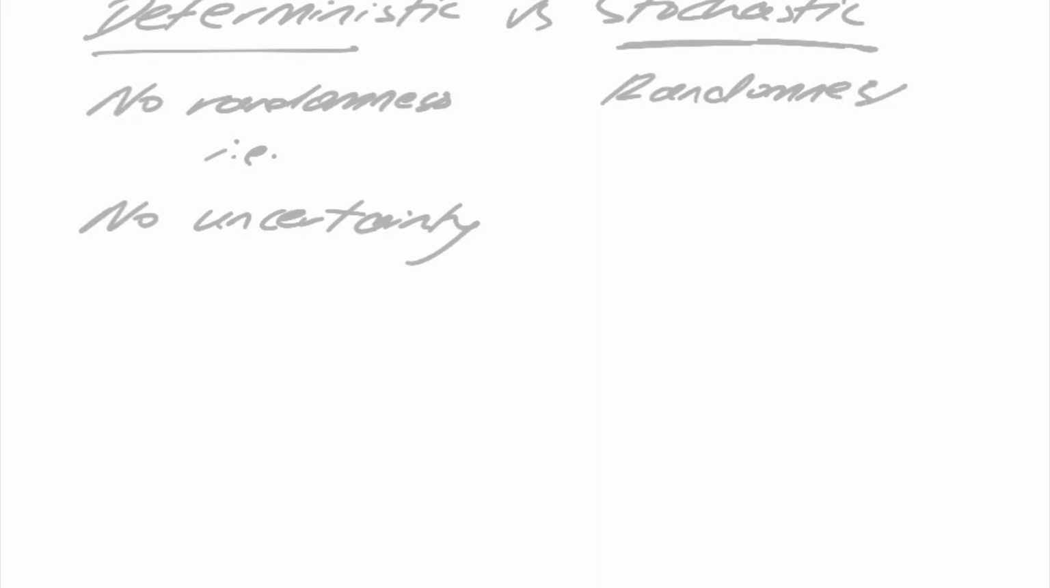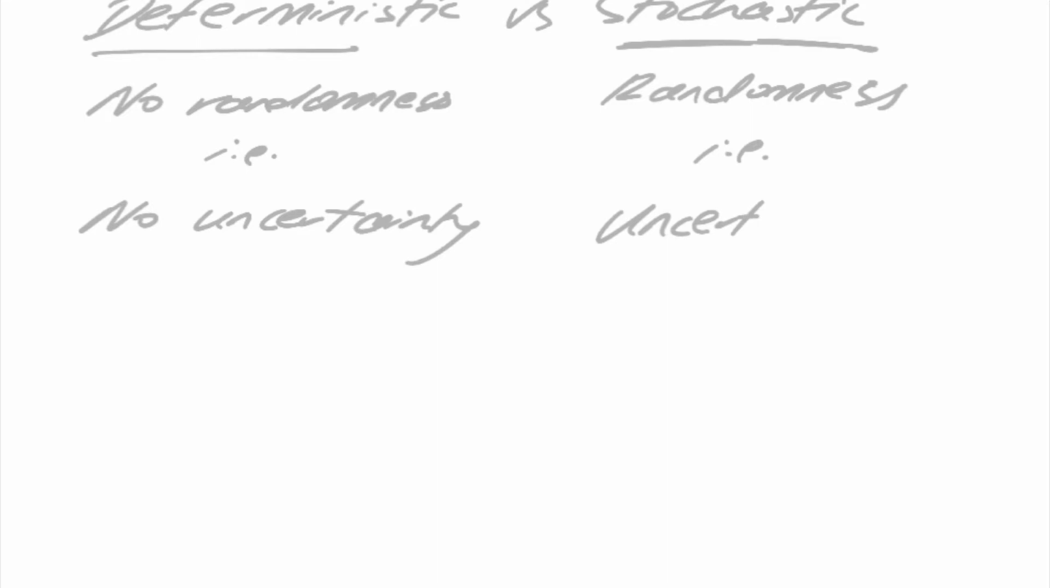Okay, so deterministic, you can think of this as determined, so fully determined, is one where there is no randomness, i.e., no uncertainty. Stochastic, you can think of this as random, is where obviously there is randomness, i.e., there is uncertainty, right?